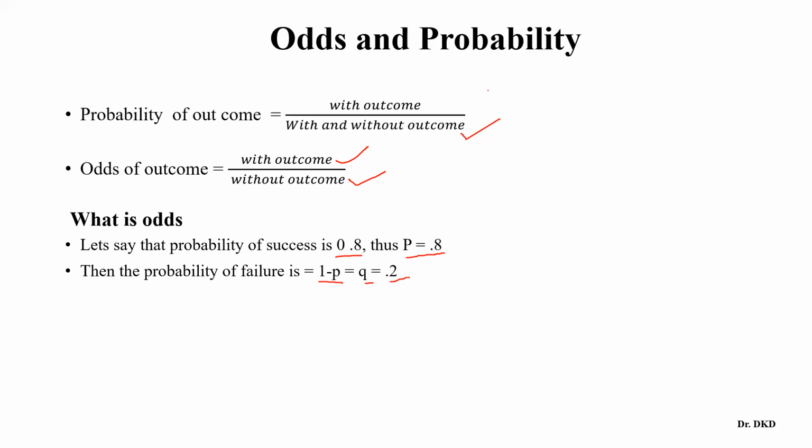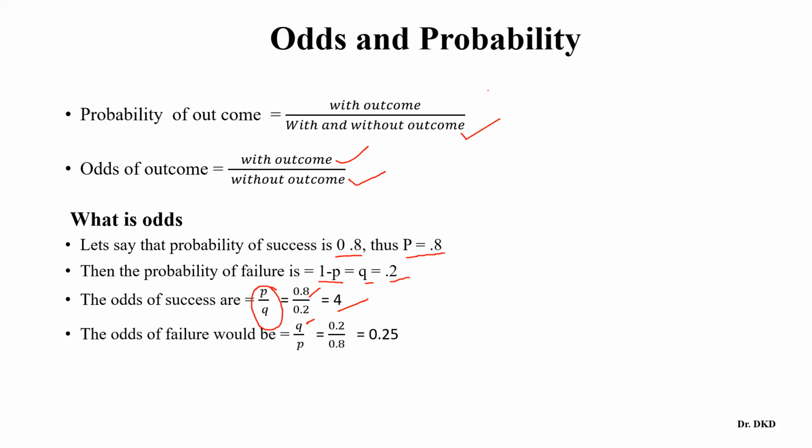So we have the probability of success and the probability of failure. Now, odds of success is P by Q. P is 0.8, Q is 0.2, which equals 4. So odds of success are 4. And the odds of failure would be Q by P, 0.2 divided by 0.8, equal to 0.25. So we have odds of success and the odds of failure is 0.25.